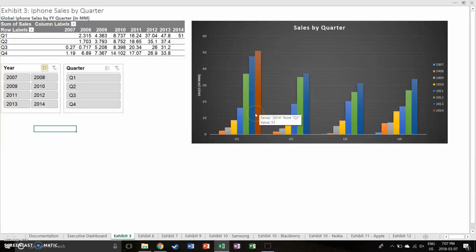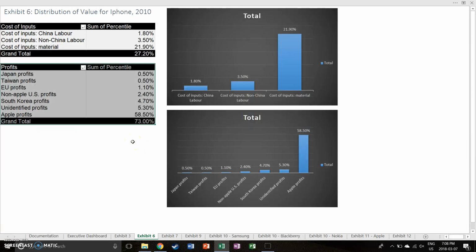So, continuing on here, Apple's key advantages they have over their supply chain. So here are some metrics on the cost of the inputs. As we can see, the Chinese labor and non-Chinese labor, non-Chinese labor is obviously a lot more expensive, so that is a huge more percentile of it. And then the cost of input materials is where most of their costs come from. But then, as we can see, Apple's profits are up the highest of all these things.